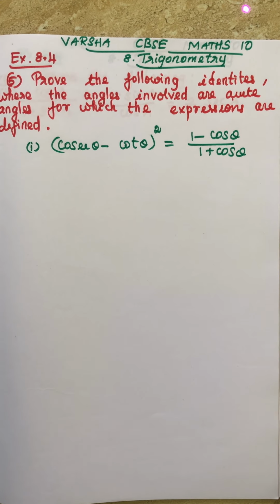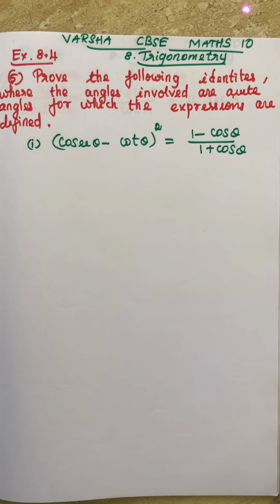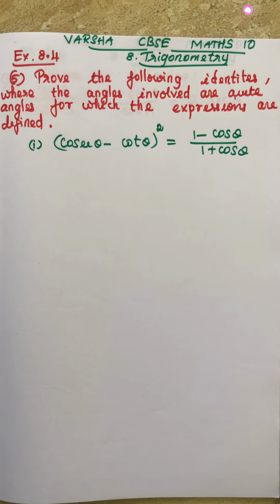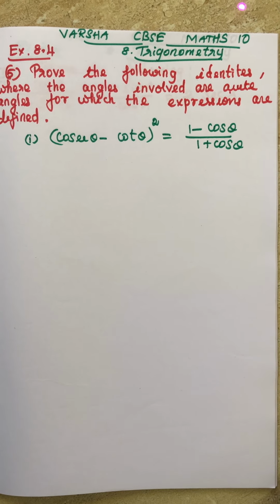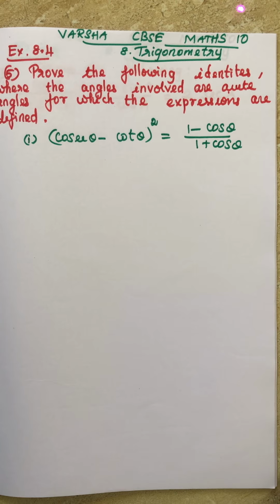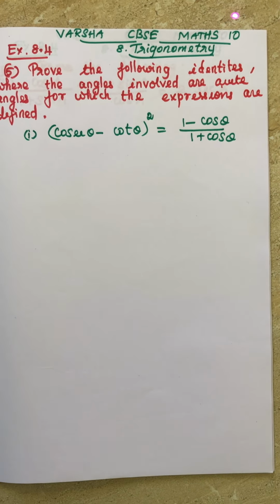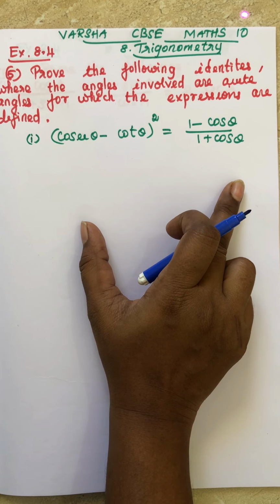So this is your exercise 8.4, the 5th question. Prove the following identities where the angles involved are acute angles for which the expressions are defined. So we are going to prove this identity, and we are going to prove it by using the three identities.